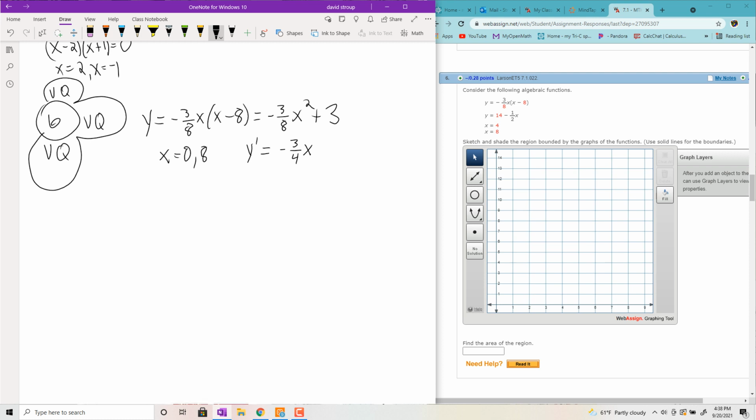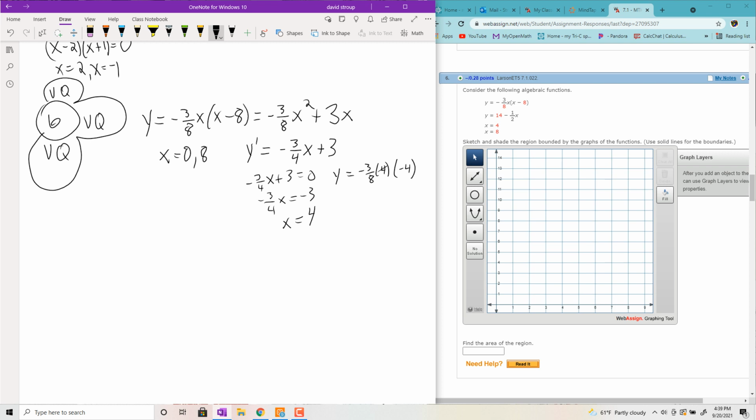What did I do wrong? Oh, there should be an x. Okay, sorry. So plus 3, and set it equal to 0: -3/4 x plus 3 is 0, -3/4 x is -3, x equals 4. That's the x coordinate of the vertex, and then plug it in for the y coordinate. So y, plug it back into the original equation. y equals -3/8 times 4 times 4 minus 8 is -4.